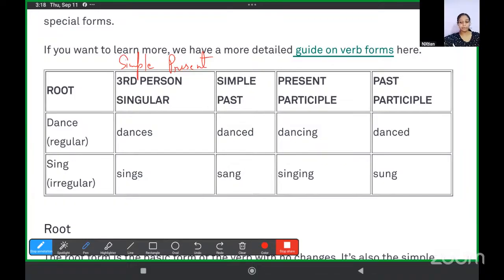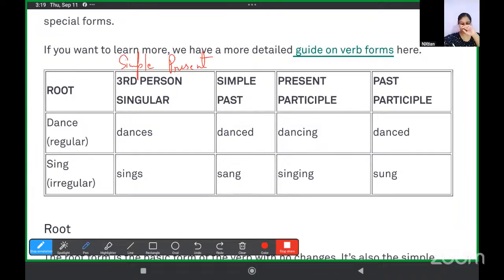Root, simple present, past, present participle, and past participle. For the past participle, it becomes ed. Now for the irregular verb, sing. Simple present tense, sings. Simple past tense, sang. Present participle, ing, singing. And past participle, sung.